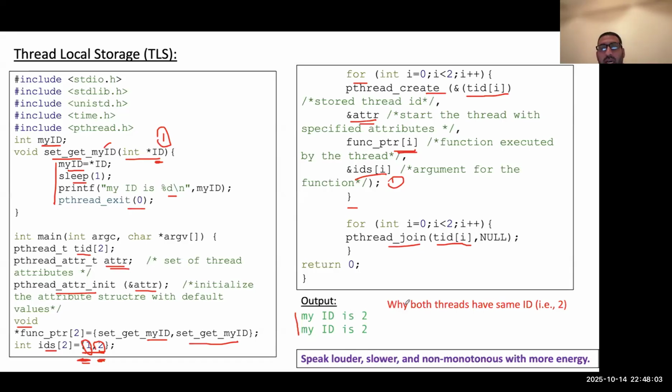So the question I have for you is why both threads have the same ID, that is 2. I was expecting that the first thread will print my ID is 2 and the second thread will print my ID is 3. But when I run the code, I see both of them are printing my ID is 2, my ID is 2. Why?